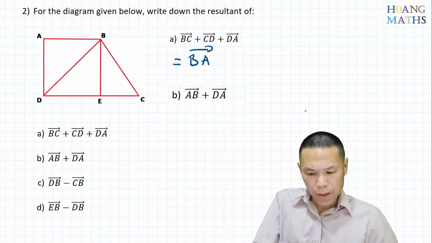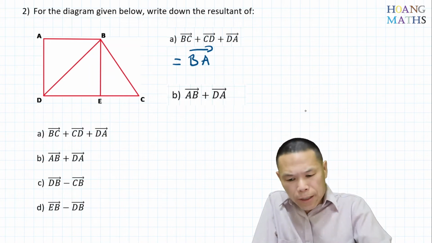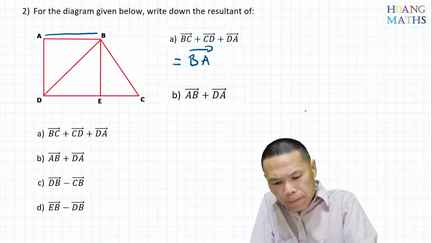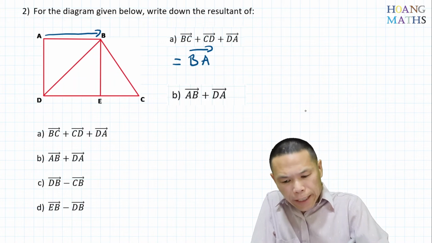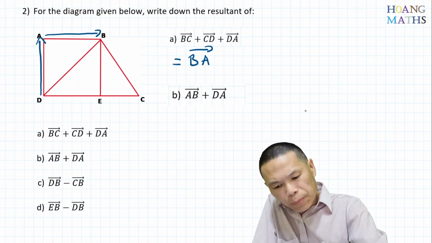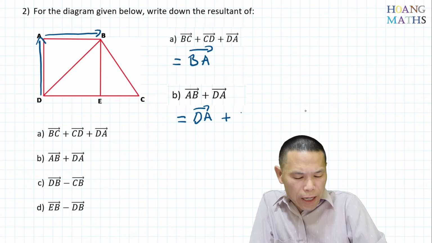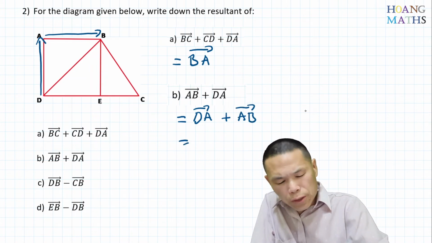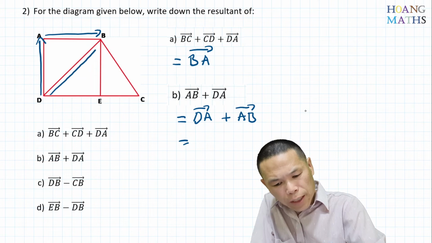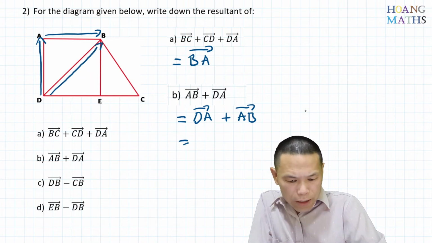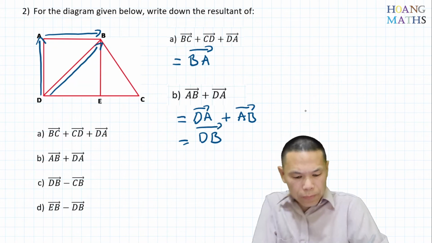Part B. We have vector IB, which is this vector here, and then we add DI. DI is here. So this is exactly the same as vector DI add vector IB. So they are the same. Therefore the resultant vector is this vector here. So vector DB. There you go.